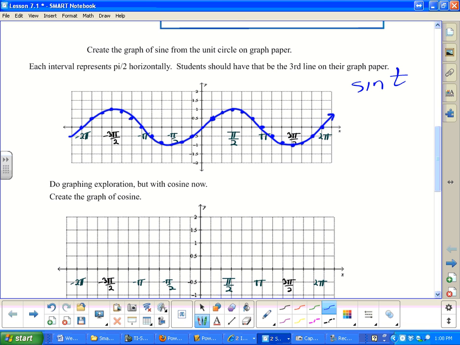Because all it is is a nice wave action going on. This is called a periodic function. That means it repeats itself. And this repeats itself how often? Every 2 pi. So this has a period of 2 pi because it repeats itself every 2 pi. The domain is what? All real numbers. And the range is between -1 and +1.